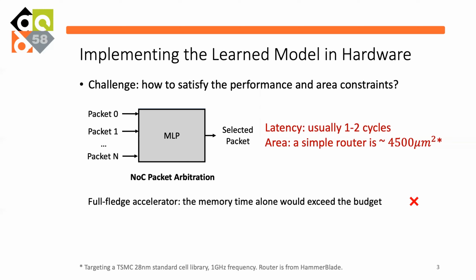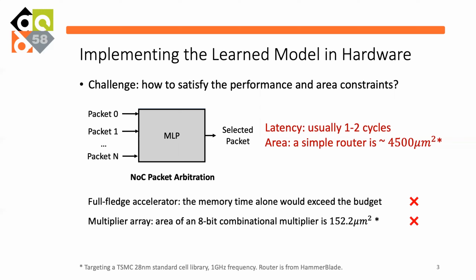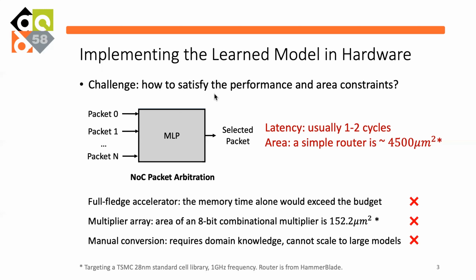A full-fledged accelerator cannot possibly hit the latency target. Another solution is to use an array of multipliers and insert a few stages of registers. For this solution, the arbitration logic will consume too much area compared with the area of the whole router. The third solution, which is common in existing works, tries to manually convert the trained deep learning model into implementable logic. The downside of such approaches is that they require a lot of domain knowledge and cannot really scale to large models because manually analyzing large deep learning models is generally infeasible.